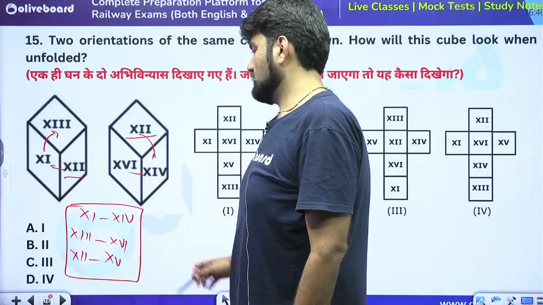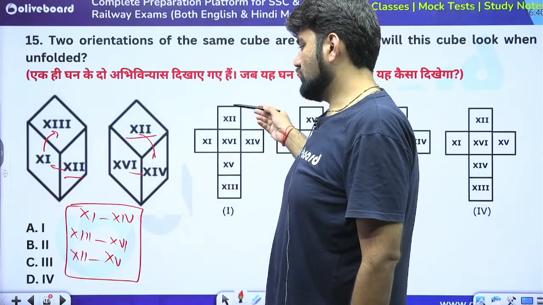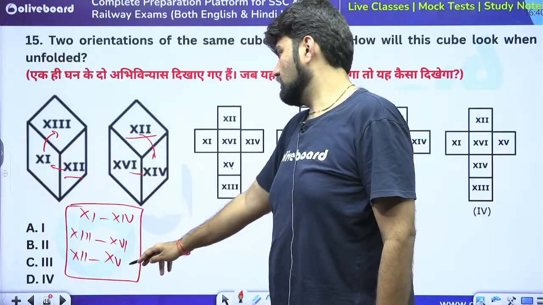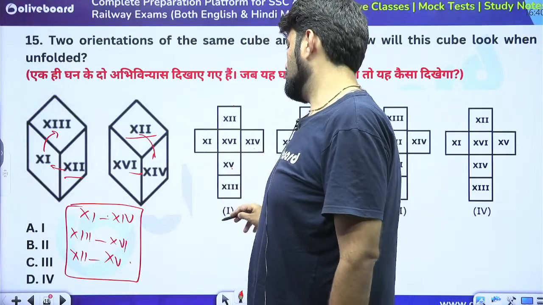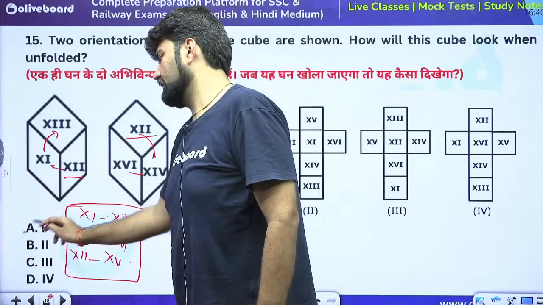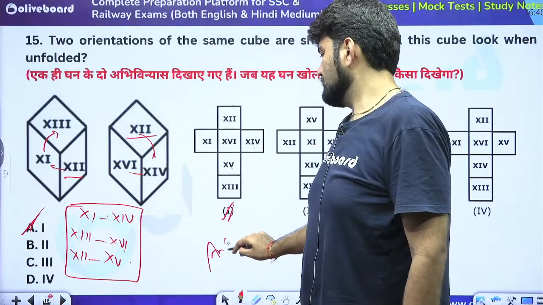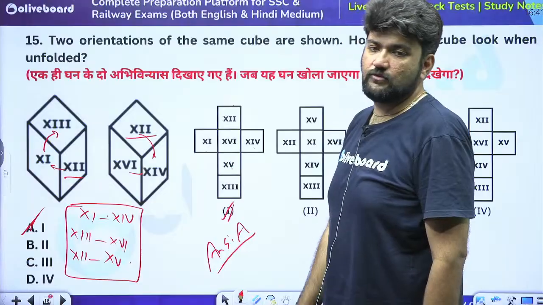Okay, one correct answer. So look at the first one. 12 is opposite 15. 11 is opposite 14. 13 is opposite 16. That's it. That's your correct answer. Don't go looking for other options. But the problem is, you will not be satisfied. You will have to confirm.